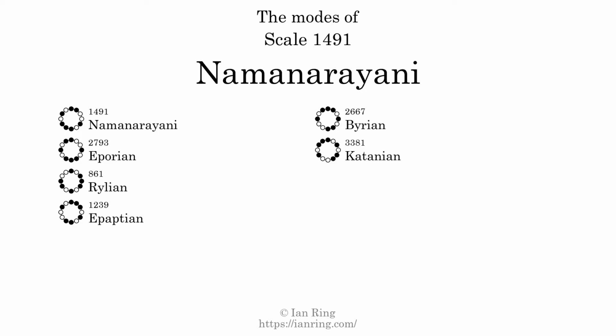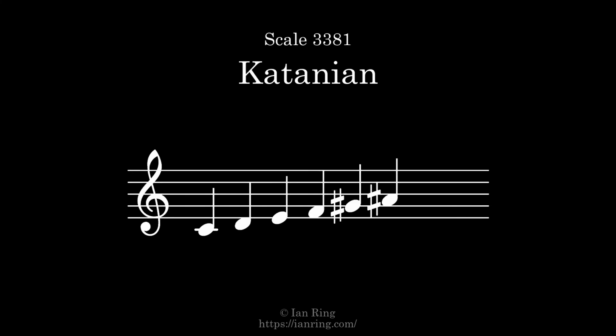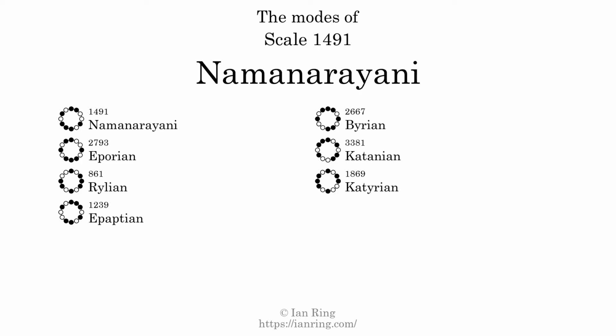The sixth mode is scale 3381, also known as Catanian. It sounds like this. The seventh and last mode is scale 1869, also known as Katerian. It sounds like this.